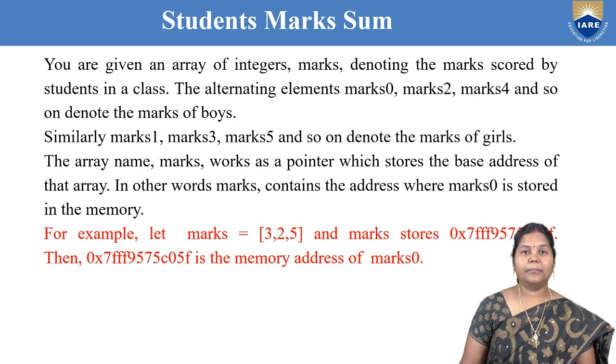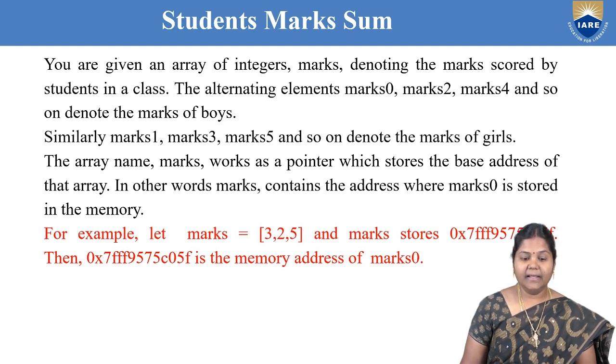In this example, you have been given an array of integers, which is nothing but the marks array, which contains the marks of the students. There are basically two types of students, girls and boys, and the marks scored by the girls and boys are combinedly given in the array. These marks are given as alternating terms, that is marks of 0, marks of 2, 4 and so on. The even terms are nothing but the marks for the boys, and the odd terms in the array indicate the marks of the girls. Similarly, marks of 1, 3, 5 and so on denote the marks of girls.